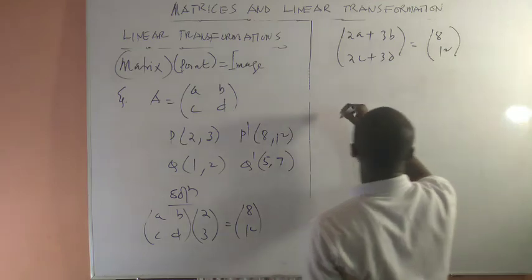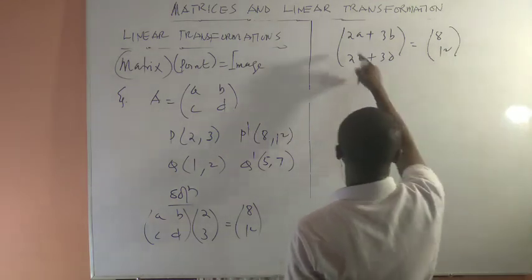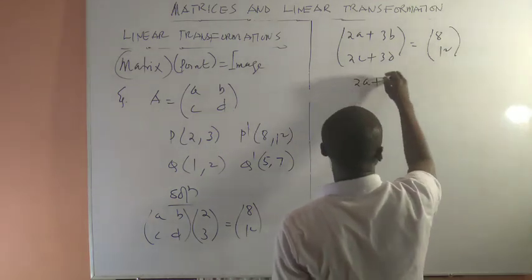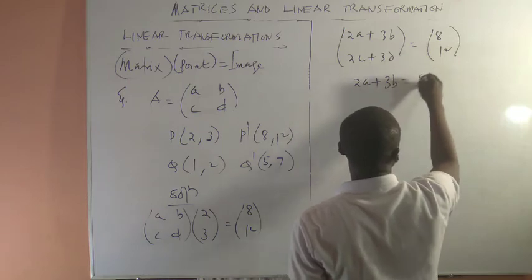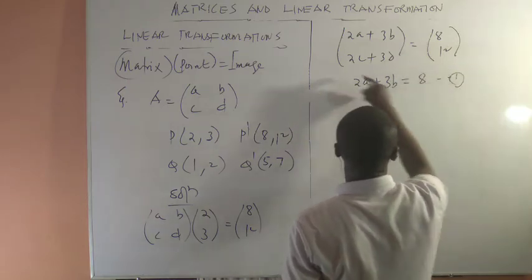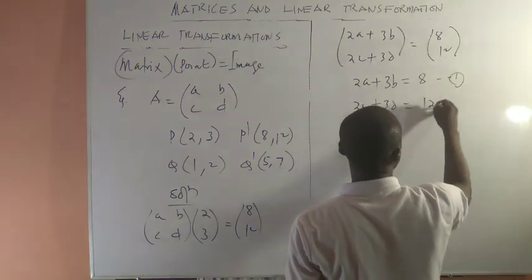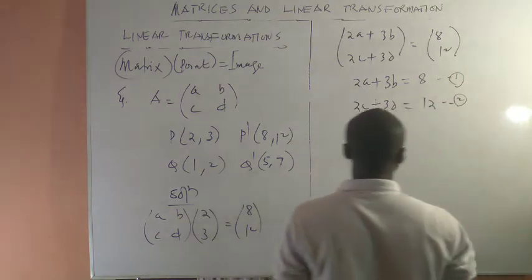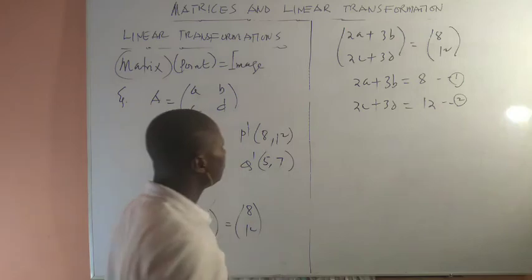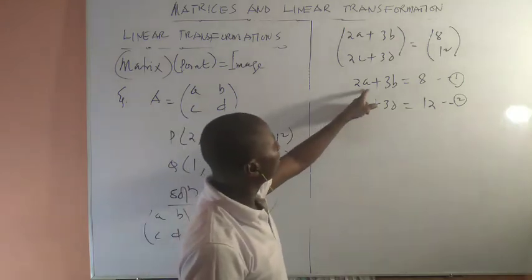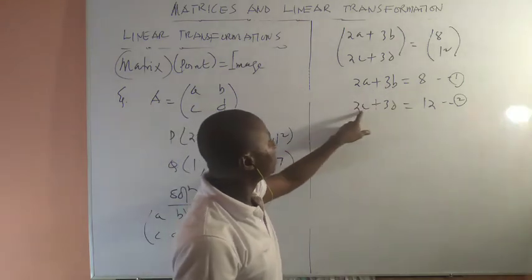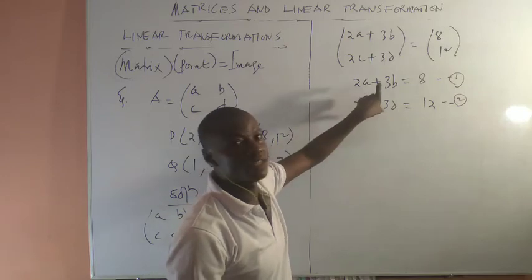So we are now equating the corresponding entries. You can say that 2A plus 3B is equal to 8. That is our equation 1. Then 2C plus 3D is equal to 12, and this is our equation 2. Now, remember that the first equation is in terms of A and B, and the second equation is in terms of C and D. So we cannot solve these two simultaneously.